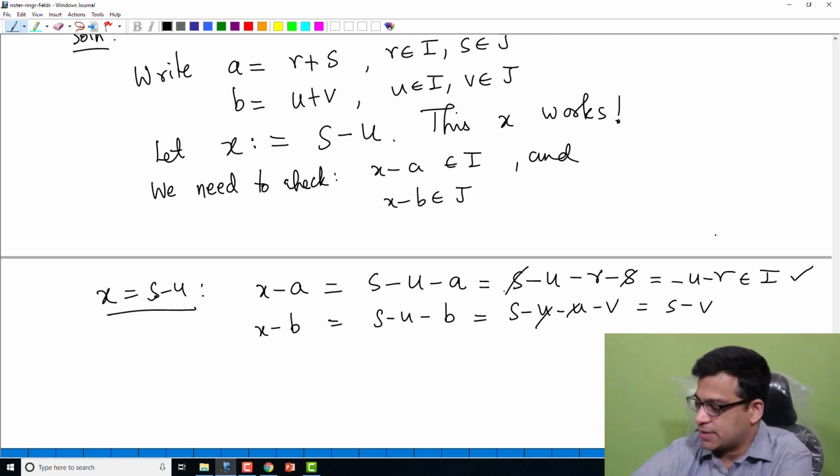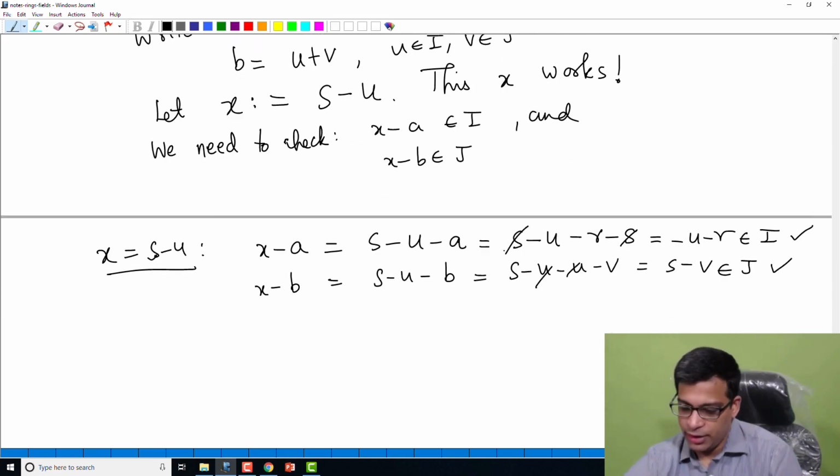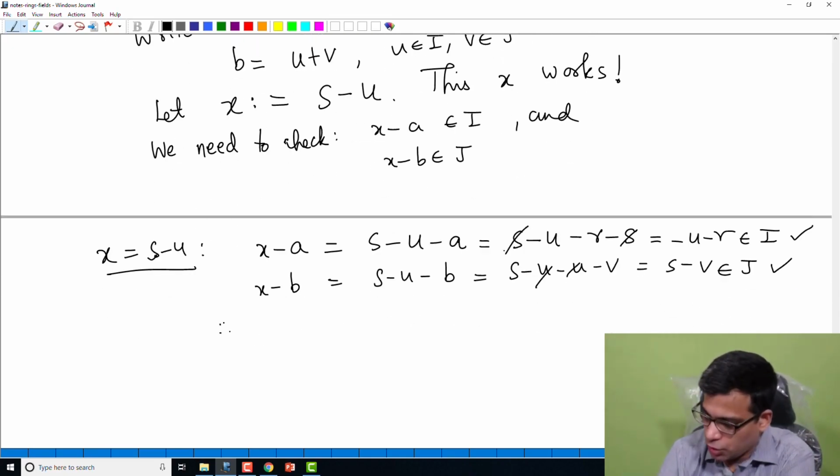Now where are S and V? S and V are in J. So this is in J. So x is in I and x is in J. Sorry, x minus I is in A and x minus B is in J. So x minus A is in I, x minus B is in J as required.